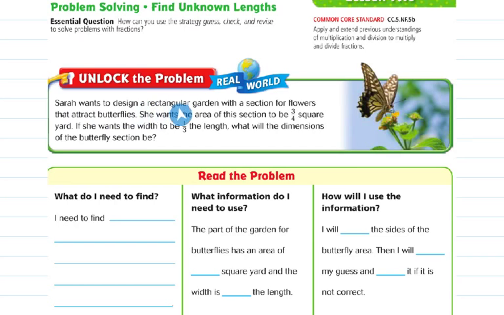Sarah wants to design a rectangular garden with a section for flowers that attract butterflies. She wants the area of this section to be 3/4 square yard. If she wants the width to be 1/3 the length, what will the dimensions of the butterfly section be? What do I need to find? Well, we need to find the dimensions of the butterfly section garden. So let's write that out.